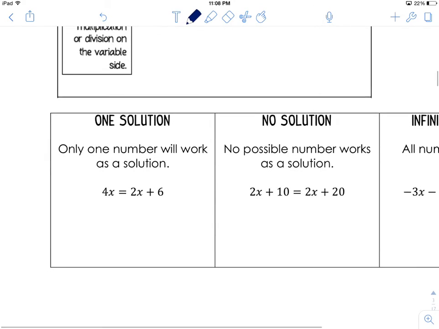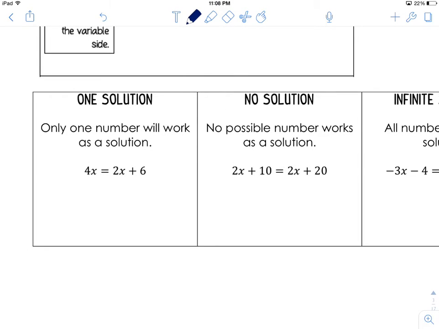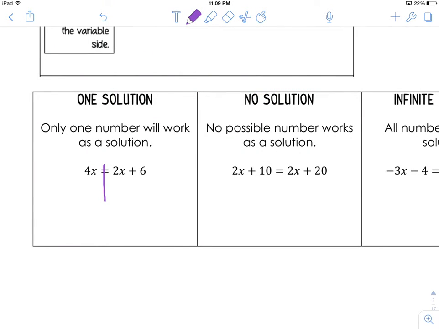Okay, so we can have 3 different types of solutions. Everything we've worked so far has only had one solution. So if we solve this, letters to the left, that becomes 0, so we have 2x equals 6. Divide both sides by 2 and get an invisible 1. 6 divided by 2 is 3. This will have an answer of 3 every single time.